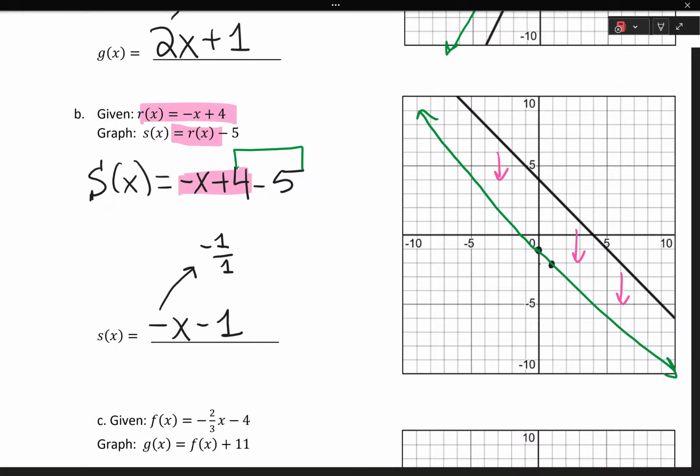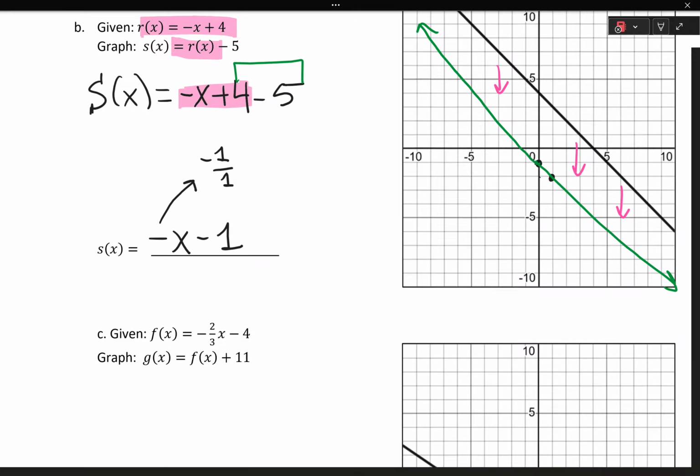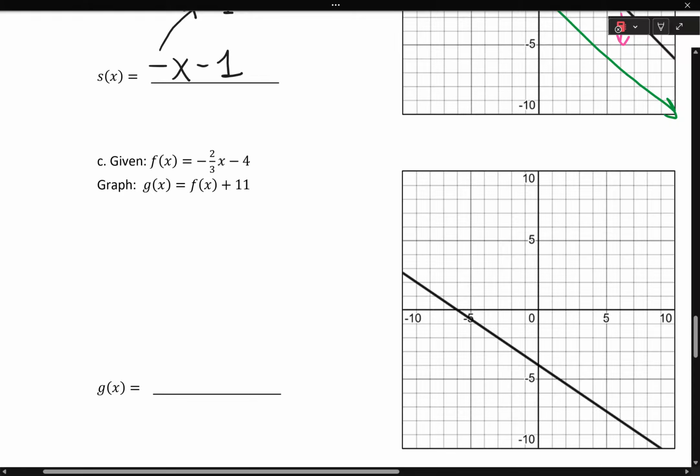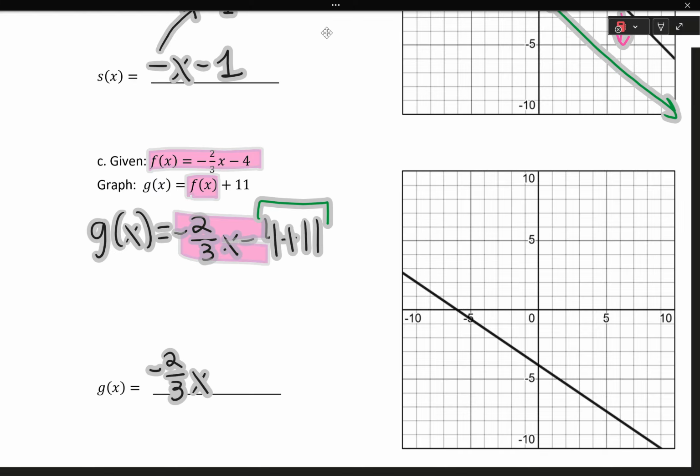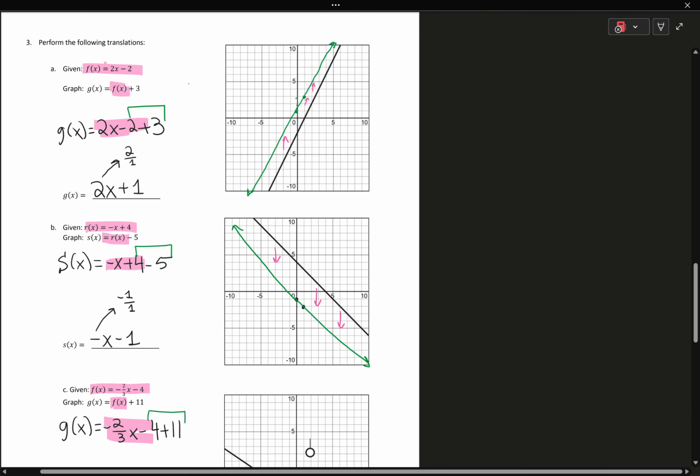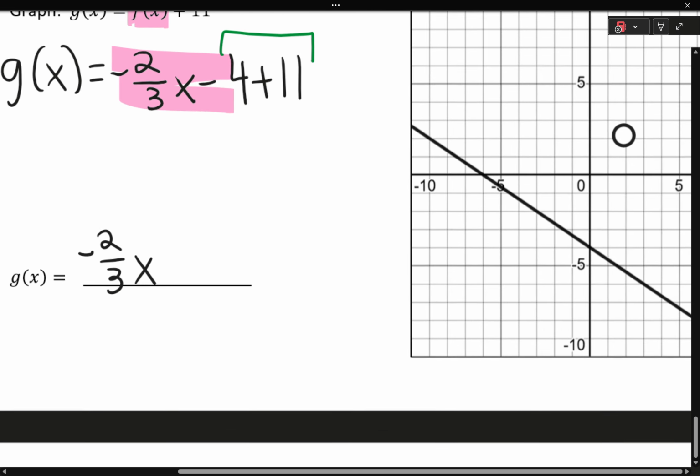All right, let's do a couple more. Letter C. Let's find g of x just like we've been doing by plugging f of x in and adding 11. Well, here, adding 11 is going to take us up 11, so we should see that happening. Let's combine these like terms. So g of x is negative 2 over 3x, which means we're going to be going down and to the right. Negative 4 plus 11, oh no, is 7.